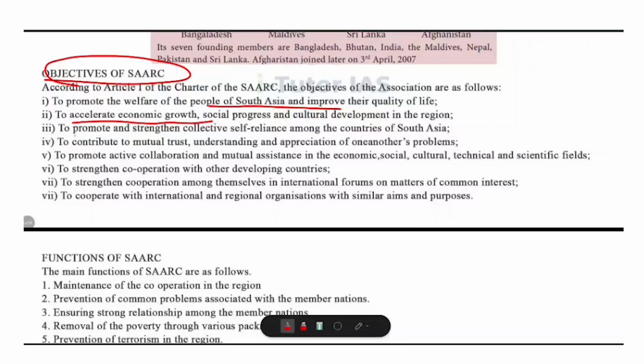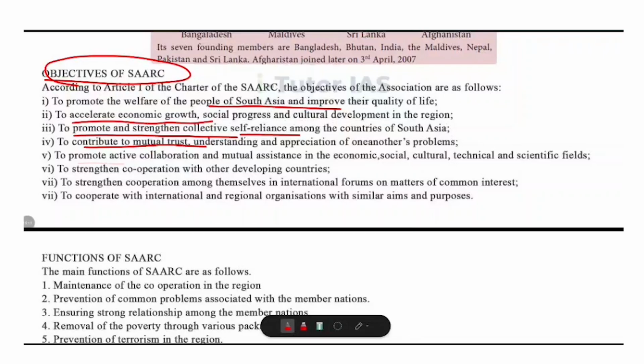Third one, to promote and strengthen collective self-reliance. Instead of depending too much on outside countries, SAARC countries want to help each other become self-sufficient. For example, sharing technology, trade and ideas within South Asia itself. Then fourth one, build mutual trust, understanding and appreciation. That is, it encourages members to understand and trust each other, because without trust, no cooperation is possible. So let's solve problems together, not fight over them like that.